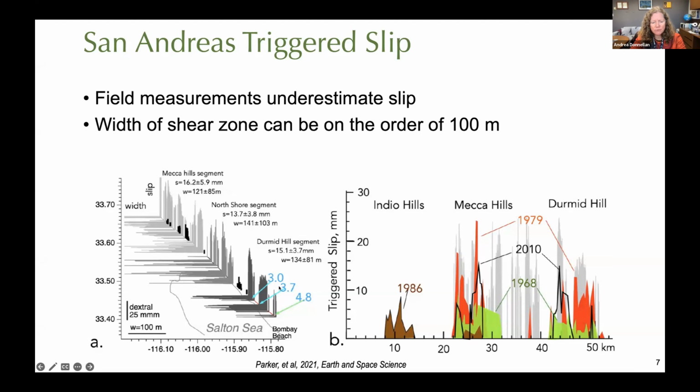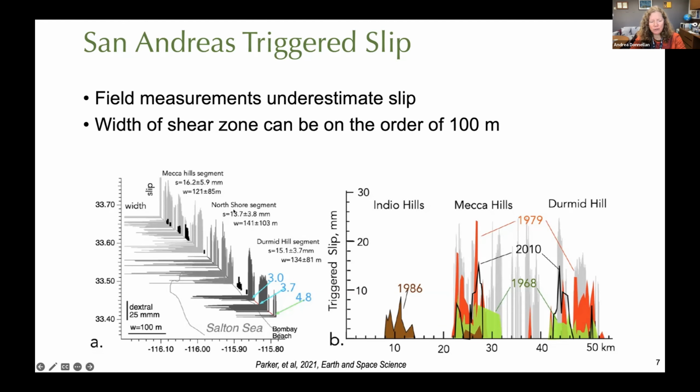Here we have slip measured in meters, and the black lines show the field measurements, and the gray lines show the slip estimated using UAV SAR. So in almost all cases, the slip from UAV SAR is higher. That's because the fault zone is wider. So the field measurements right at the fault aren't capturing that.